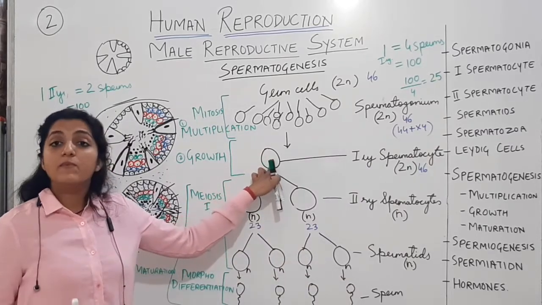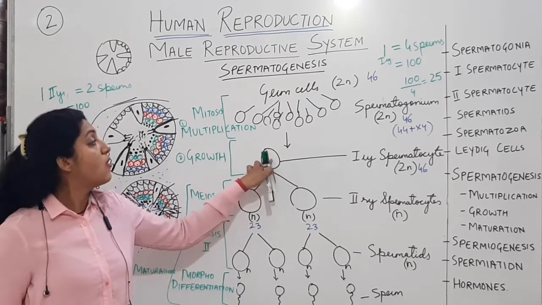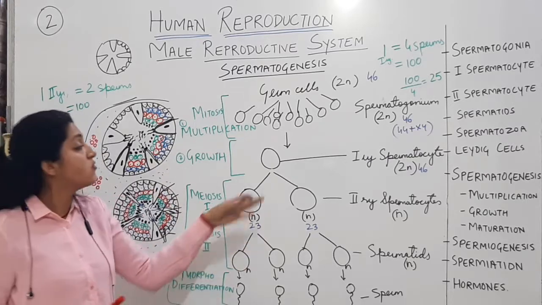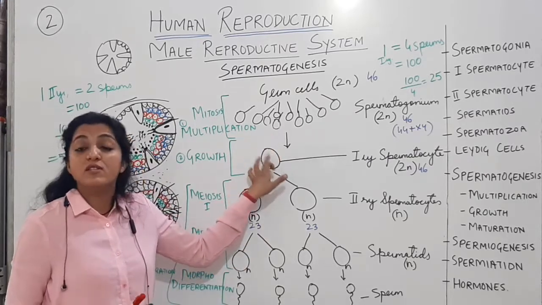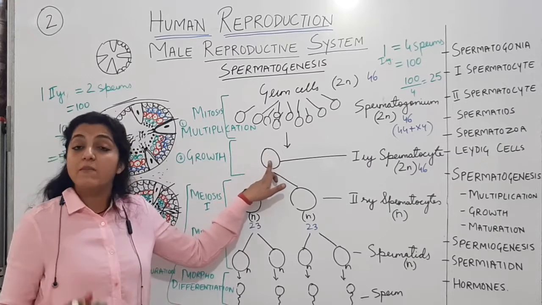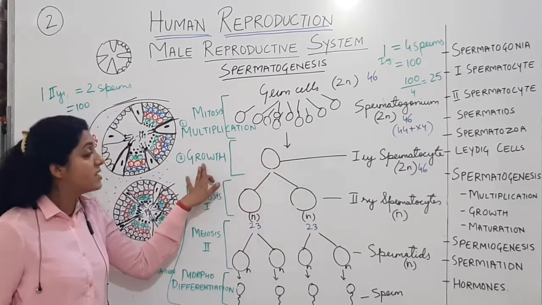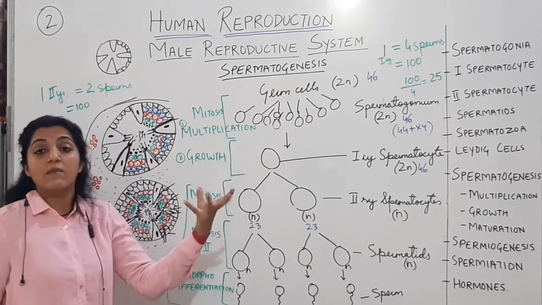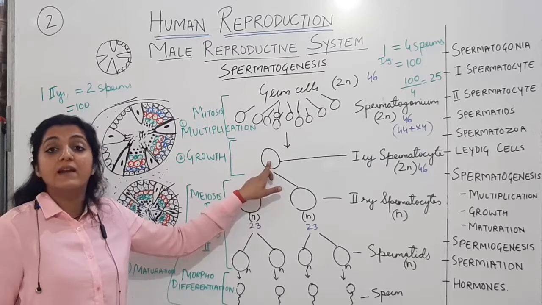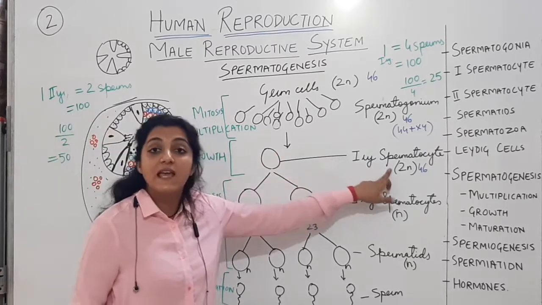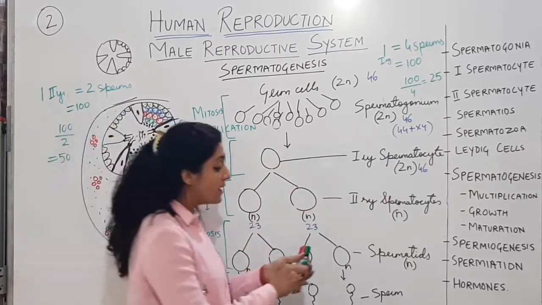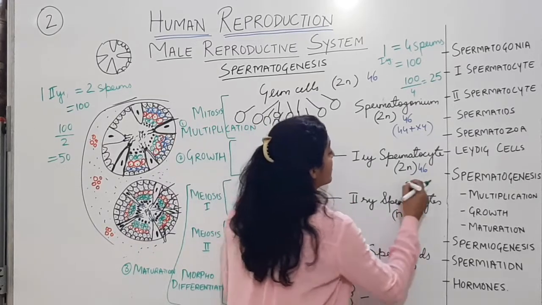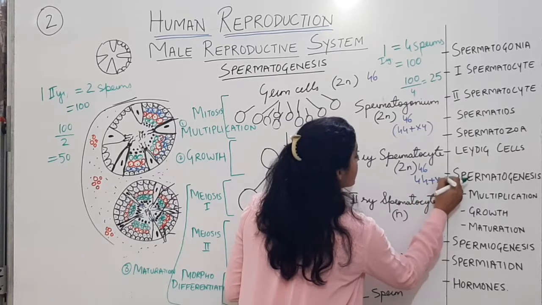Then you get a primary spermatocyte, which is formed by food accumulation. This cell grows in size because of the accumulation of food. It is the spermatogonium only which has grown in size. It is now called the primary spermatocyte. This is the growth phase, जहाँ पे spermatogonium grow हुआ है और बड़े size का बना है. The genetic constitution remains the same, only it has grown in size. Again the constitution is 44 plus XY.